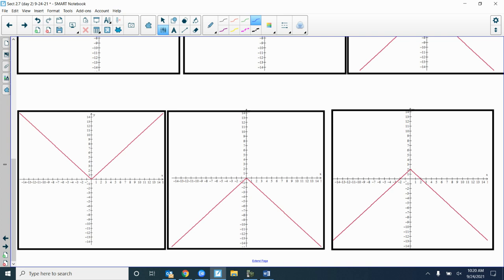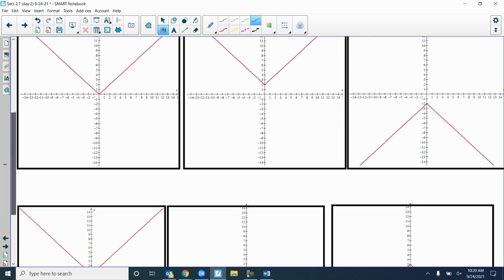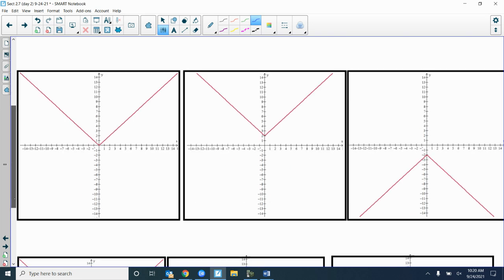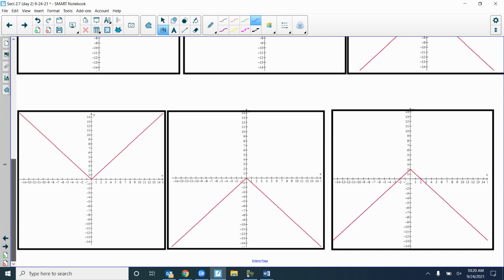Which one is right? Well, for this one, I can at least plug a number and check. What happens when you plug in 0? What answer do we get? Get 2, right? So can this one be right? No, because that says (0, -2), and this one says (0, 2). So that second one's right. So what do we have to do first? We have to reflect it and then move it up.